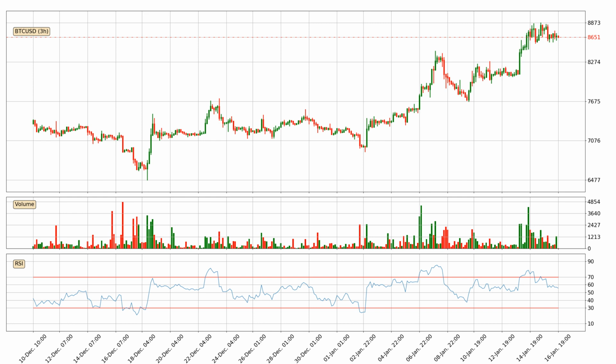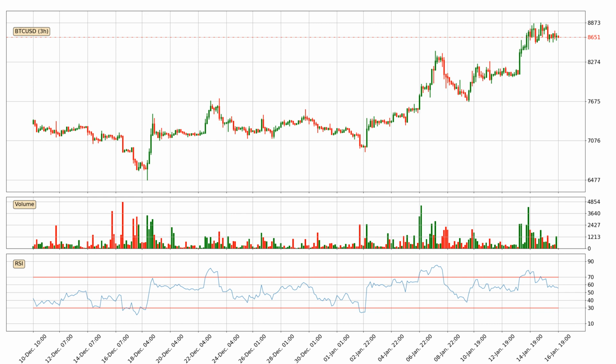Here, we will briefly explain what a relative strength index, or RSI for short, is and how to use it to make better trading decisions. It is a momentum indicator that measures the internal strength of price moves. The RSI is a bounded indicator and moves between 0 and 100.